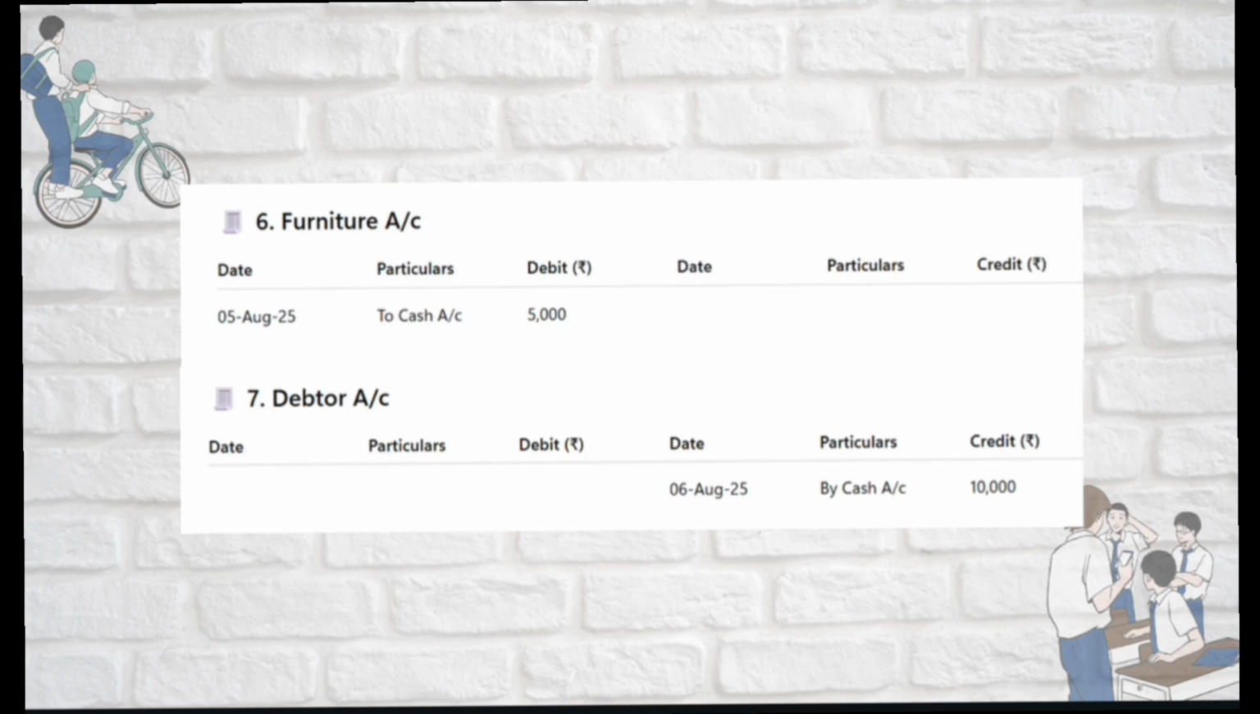The seventh one is the debtor account. In the debtor account, on August 6th, the debtor paid rupees 10,000. Since the customer cleared their dues, we have to credit it. We can write by cash account rupees 10,000.